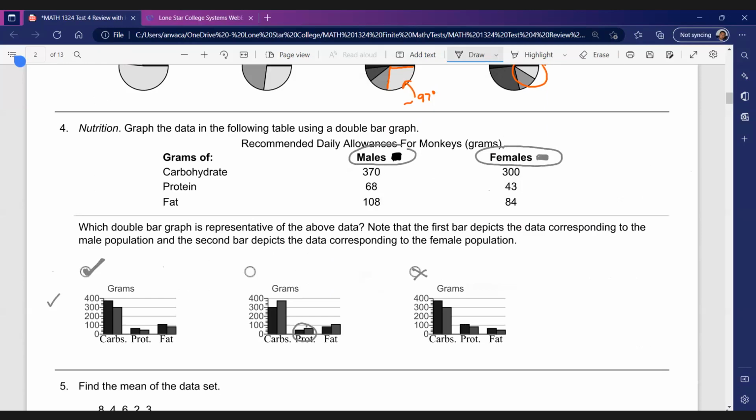Oh, I didn't even read the question. Look at this. Gosh. Note that the first bar depicts the data corresponding to the male population, and then it says, how come it doesn't highlight? That the second bar depicts the data corresponding to the female population. Okay, so it seems like I need to do a better job at reading the instructions. So therefore, it will be answer A. All right, moving on to example number 5.